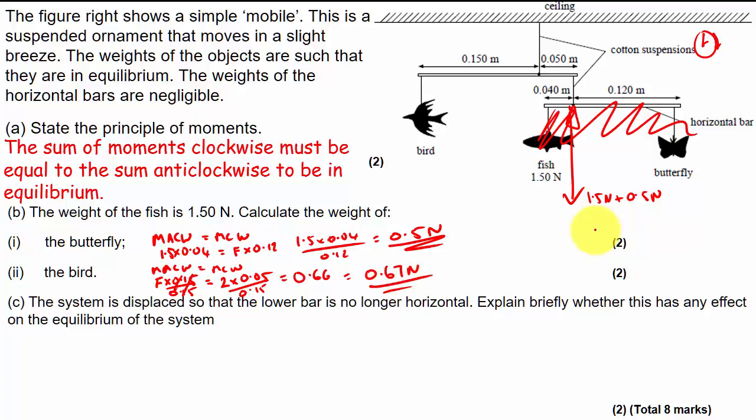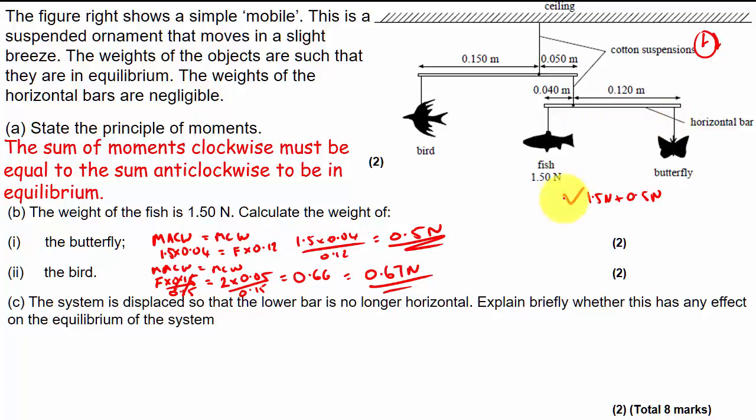Okay, so quite a bit of work to do just for 2 marks, but not too bad. Alright, so now part C. The system is displaced so that the lower bar is no longer horizontal. Explain briefly whether this has any effect on the equilibrium of the system.